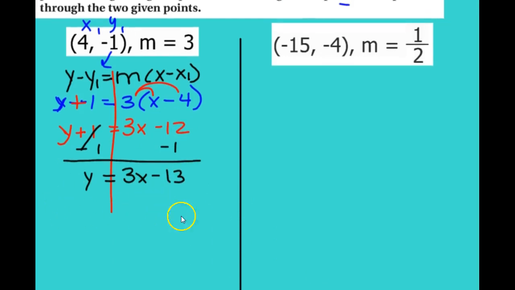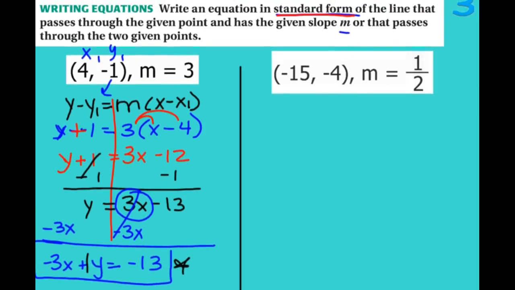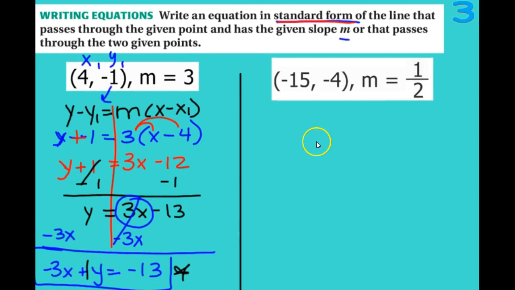And then last, we want to get x and y on the same side for standard form. So I need to move this over to the other side. I'm going to subtract 3x. We have negative 3x plus y equals negative 13. This is in standard form, so we are done. If you want to put a 1 there, you can. I would like for you to try the second one and see what you get.